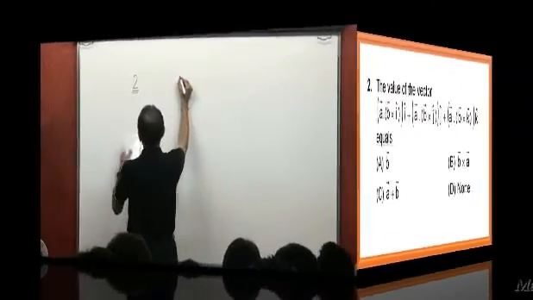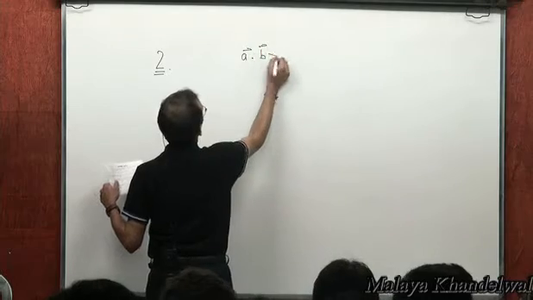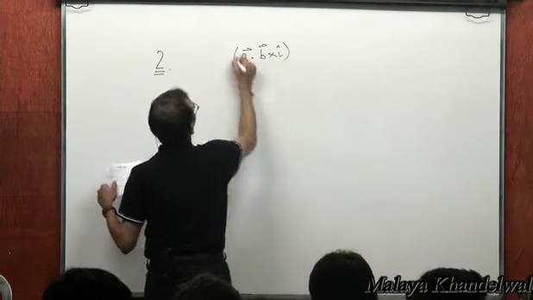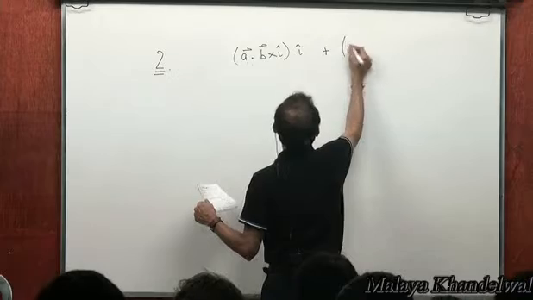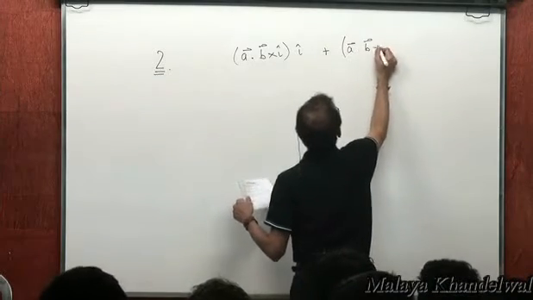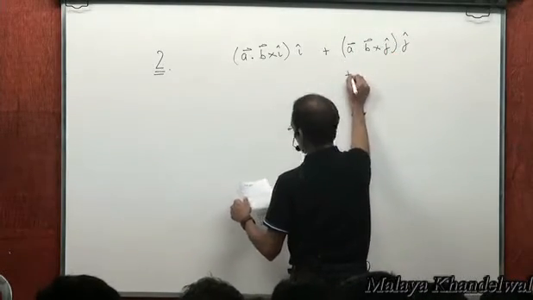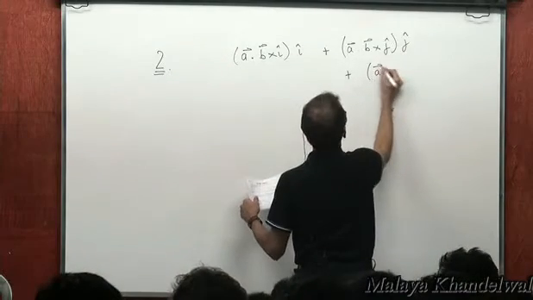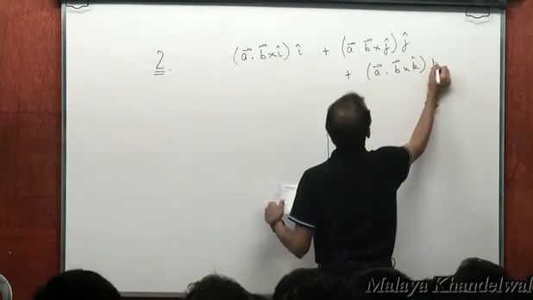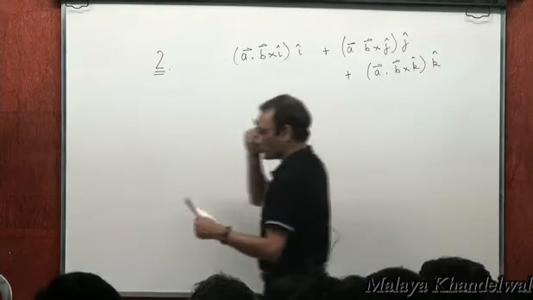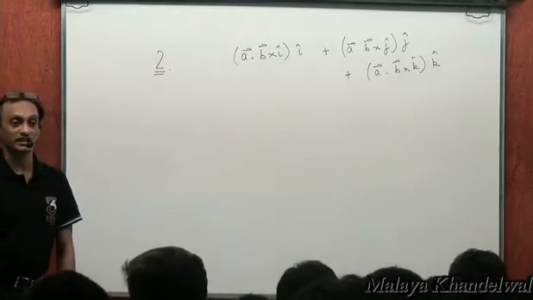We are talking of an expression: A dot B cross i cap, i cap, plus A dot B cross j cap, j cap, plus A dot B cross k cap, k cap. We want to be able to simplify this expression, right?